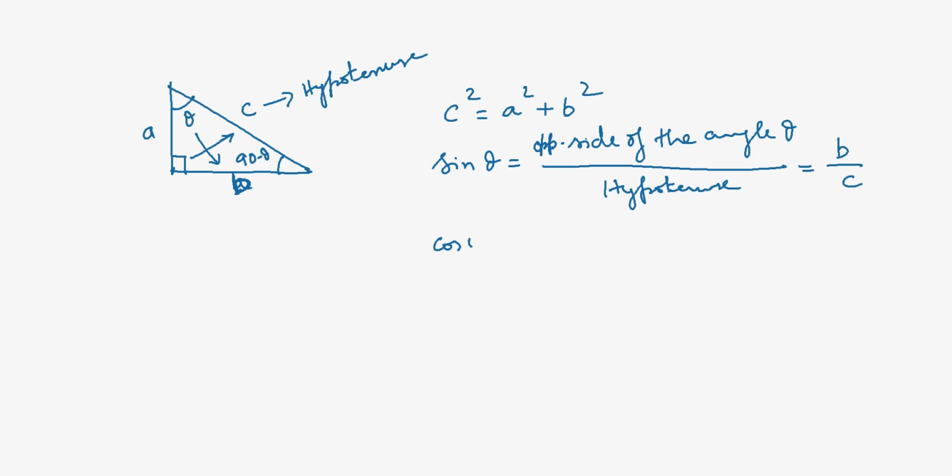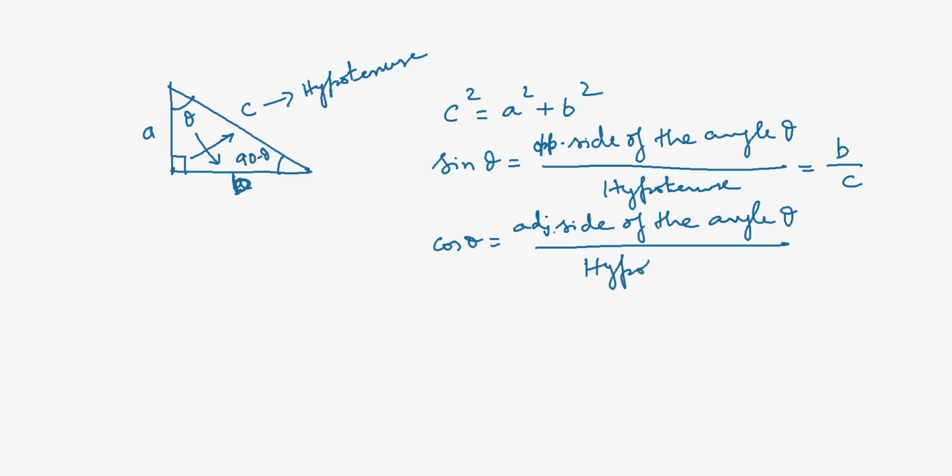Similarly, cos theta is going to be the adjacent side divided by the hypotenuse. The angle theta is very important, because with respect to that angle only we are checking the opposite side and the adjacent side. So cos theta is going to be a by c, right?